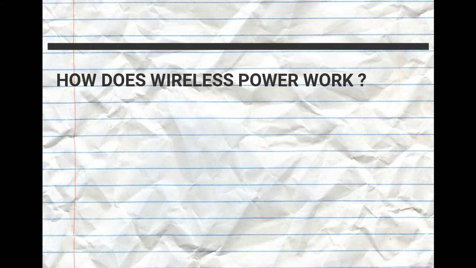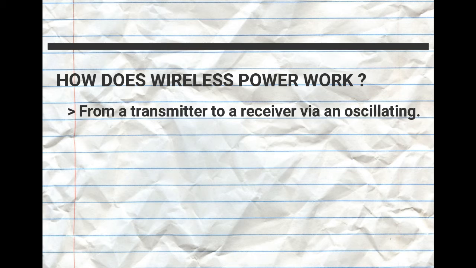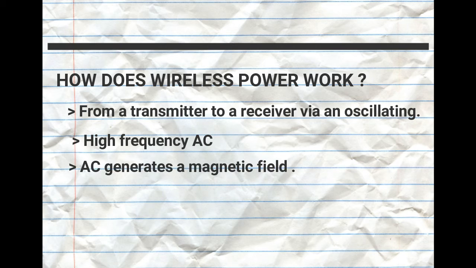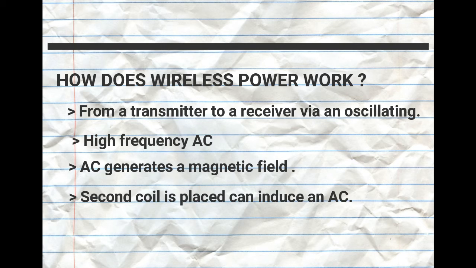The basics of wireless power involve the transmission of energy from a transmitter to a receiver via an oscillating magnetic field. To achieve this, DC current supplied by a power source is converted to high frequency AC current by electronics built into the transmitter. The AC current energizes a copper wire coil in the transmitter, which generates a magnetic field. Once a receiving coil is placed in proximity of the magnetic field, the field can induce an AC current in the receiving coil. The receiving device then converts AC current back to DC, which becomes usable power.